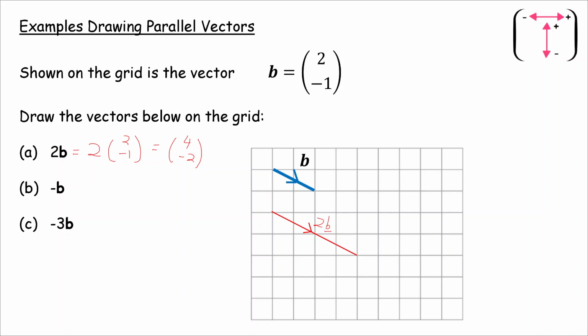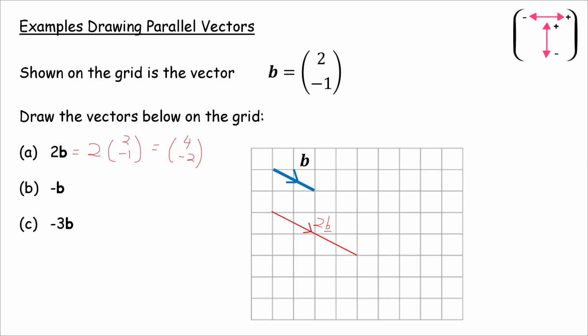But most importantly, these vectors are parallel. You can see these vectors, if they kept going, they would never ever touch each other. And the reason is, literally you just doubled that vector b. It's just twice as long, but in the same direction.